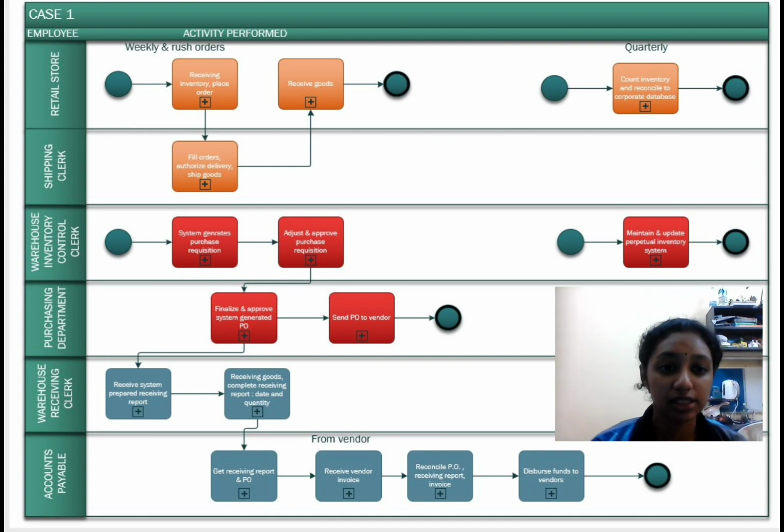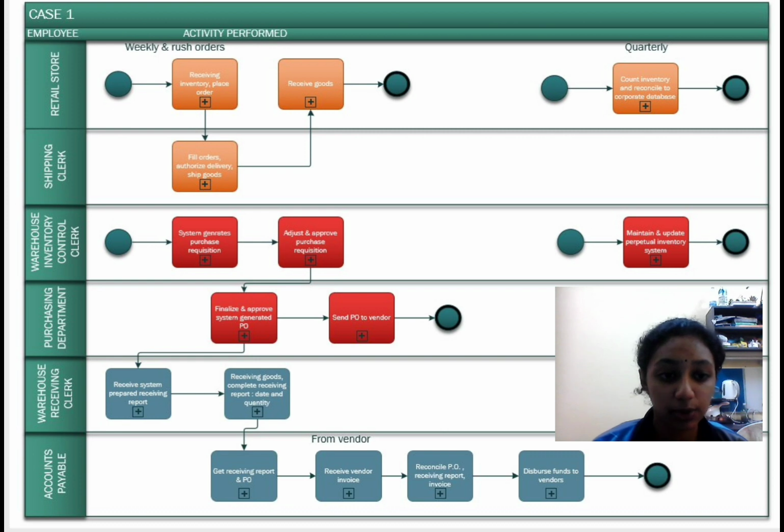So first of all, in the retail store I would start, but then I would be receiving the inventory and placing the orders. Next, I would be going to the shipping clerk to fill orders, authorize delivery and ship the goods. And next, I will receive the goods, going back to the retail store, and that is the end of the process. This happens weekly and also through rush orders. Not to forget quarterly, where you start the process, count inventory and reconcile to the corporate database, and then after that is the end of the process.